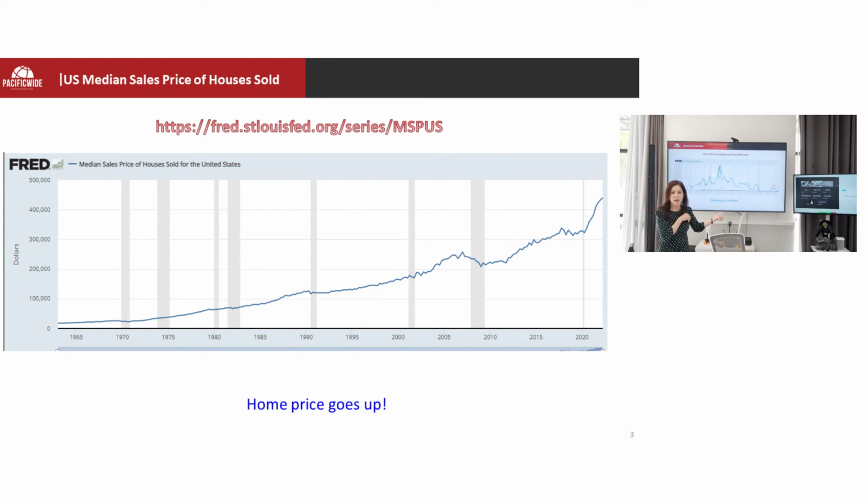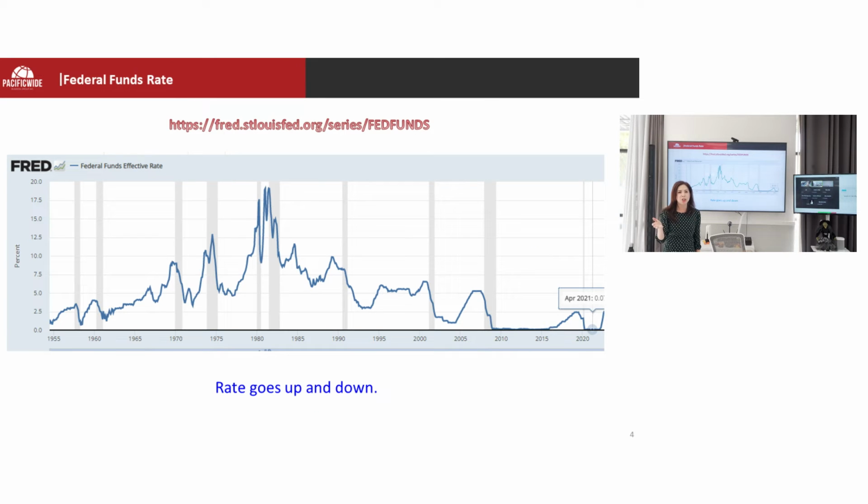Remember this table. Today we talk about this so that you understand the nature of the economy of the US, so you can talk to your client who's scared, who's confused, who doesn't know what to do. Here's what you do. Show them this is the federal fund rate. It goes up and down. This is the inflation rate. It goes up and down. But look at the house price. It only goes up.